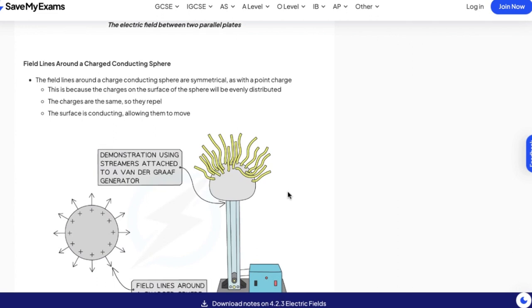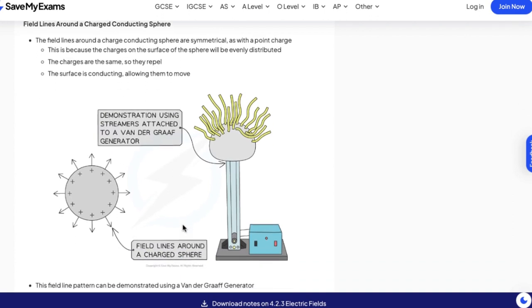Now field lines around a charged conductive sphere. The field lines around the charged conductive sphere are usually symmetrical with a point charge, okay? Now this is because the charges on the surface of the sphere will be evenly distributed on the sphere, okay? The charges will be evenly distributed on the sphere.